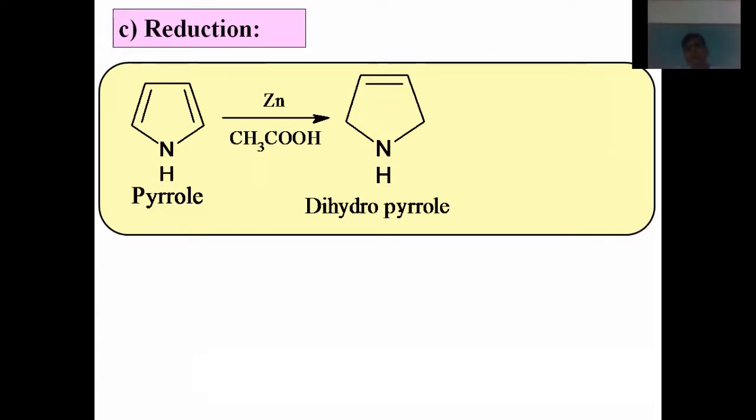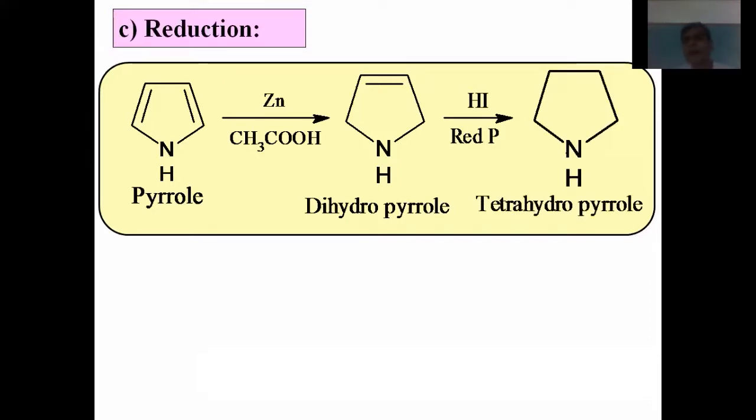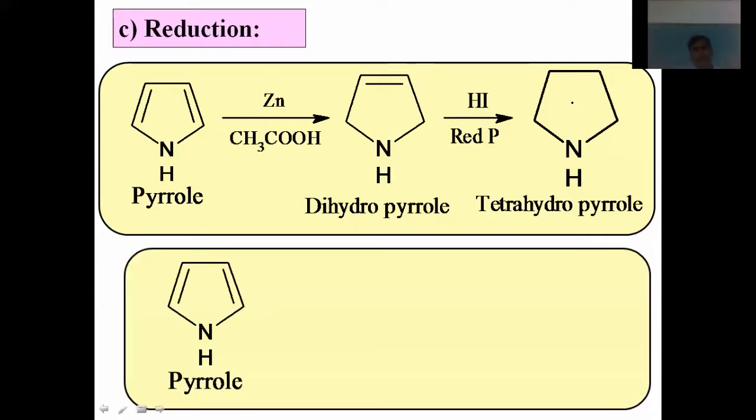Now this dihydropyrrole is further treated with red phosphorus in HI. Further it undergoes reduction, and in this step again 2 hydrogen atoms add to this C double bond C, means 1 hydrogen adds to this carbon, another hydrogen adds to this carbon, and we get the tetrahydropyrrole. Actually in the first step 2 hydrogens add, we get dihydropyrrole. In the second step again 2 hydrogens add, therefore we get the tetrahydropyrrole, and this is an example of reduction reaction. Let us see another reaction of the same type.